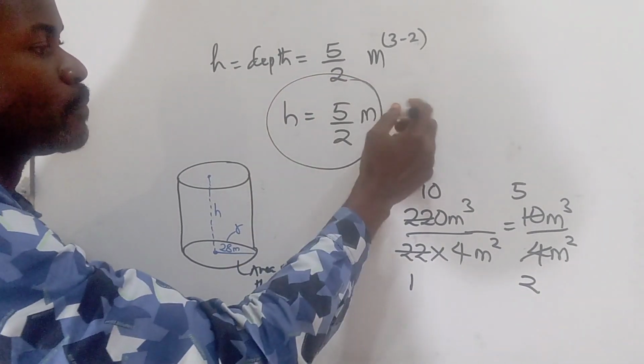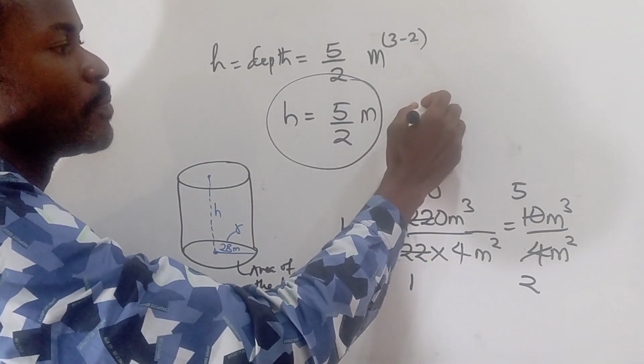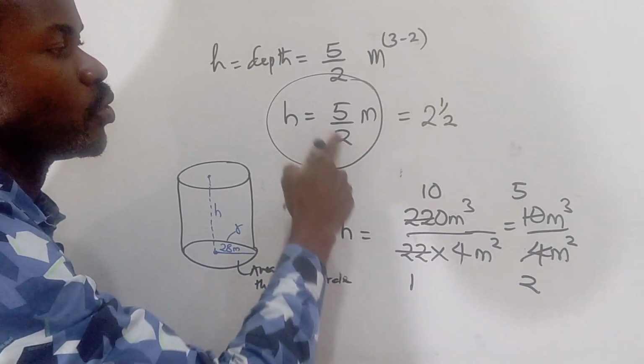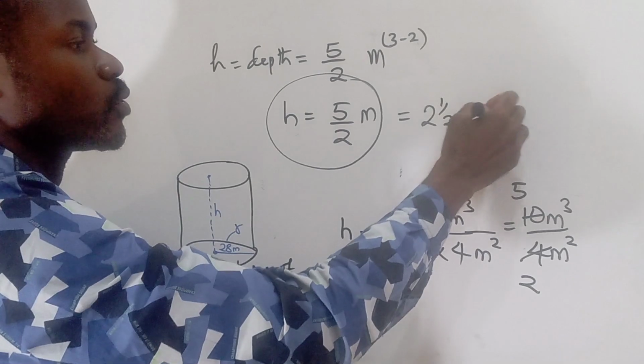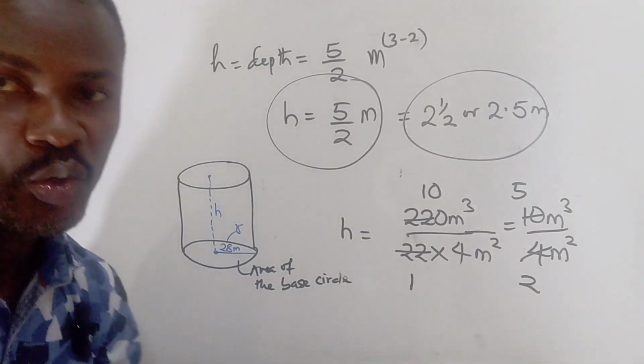So this is the solution, but most times in your exam, since this is an improper fraction, you may be asked to keep it in mixed fraction, which is 2 and a half. 2 into this is 2, remainder 1, so 1 over 2, or we have 2.5 meter. So this gives us the solution to this problem.